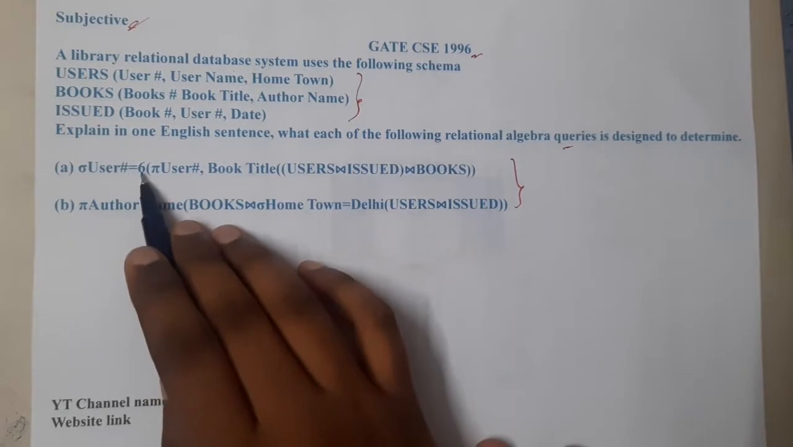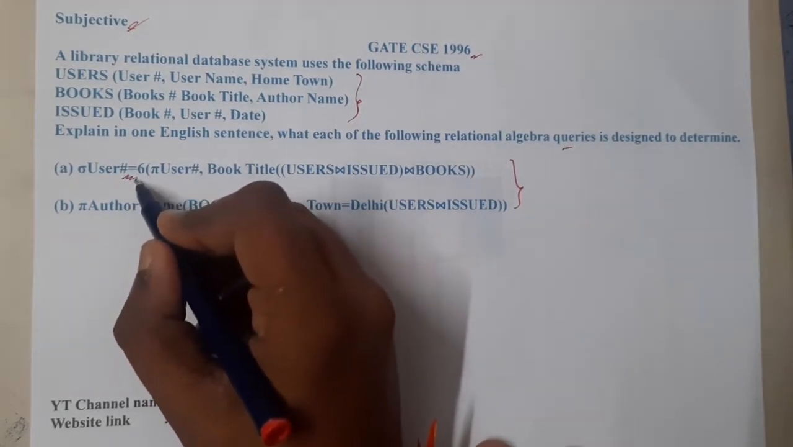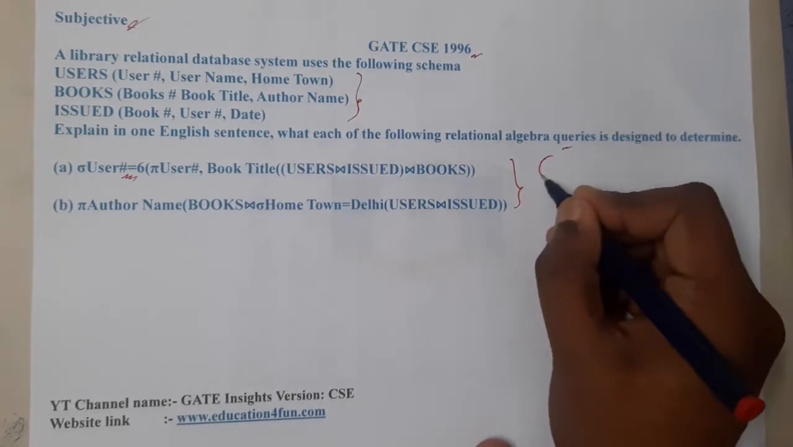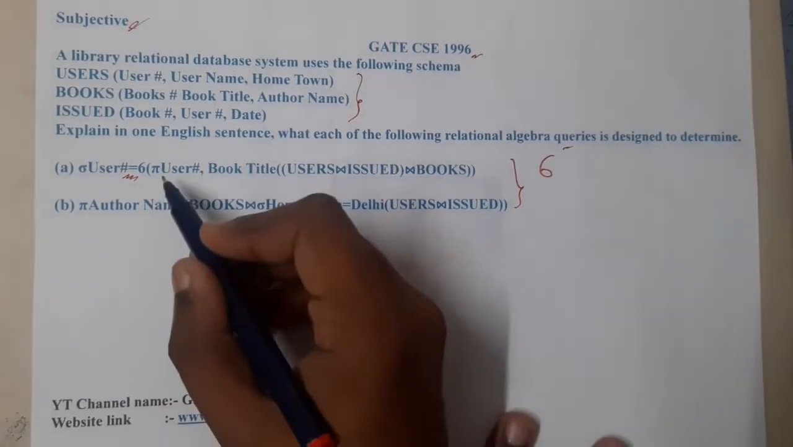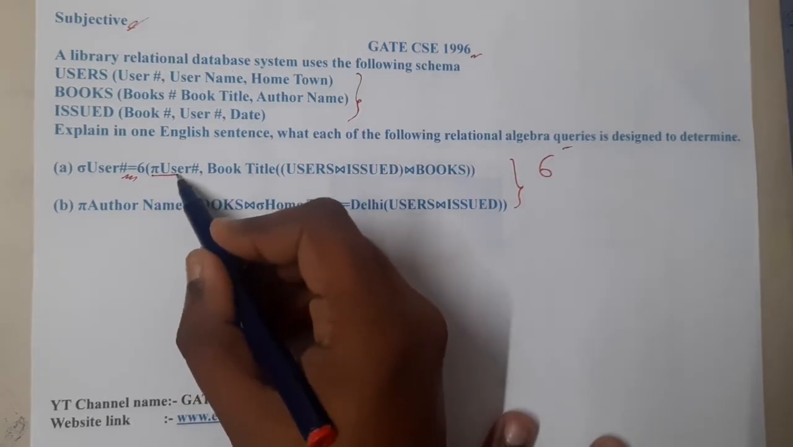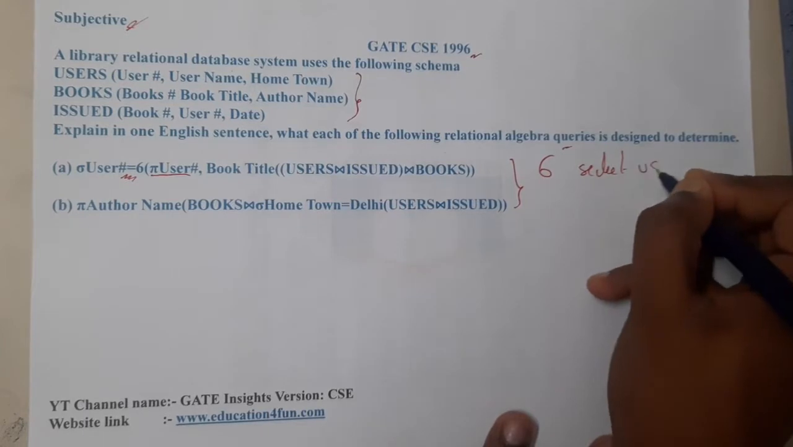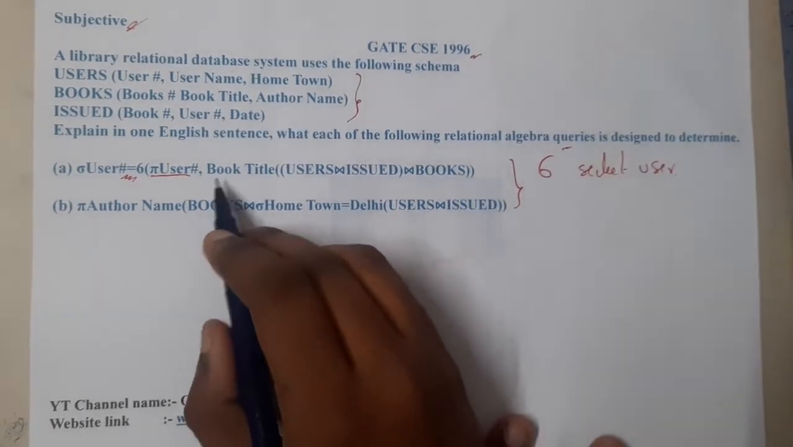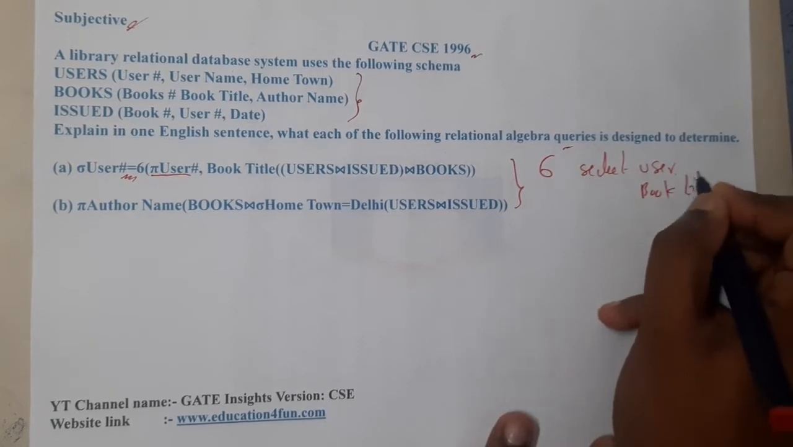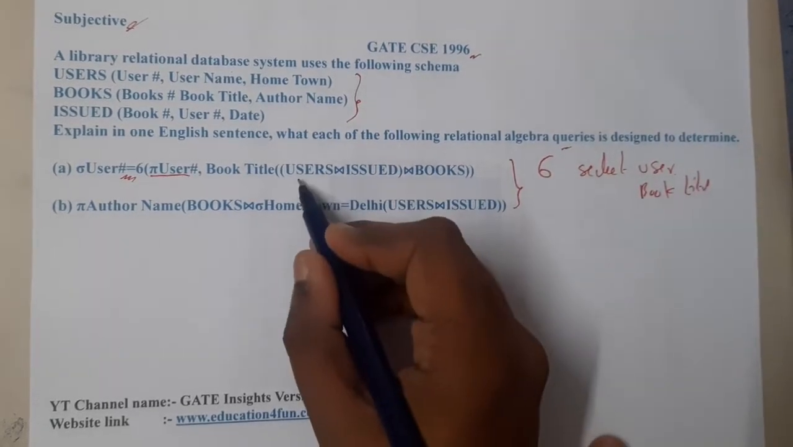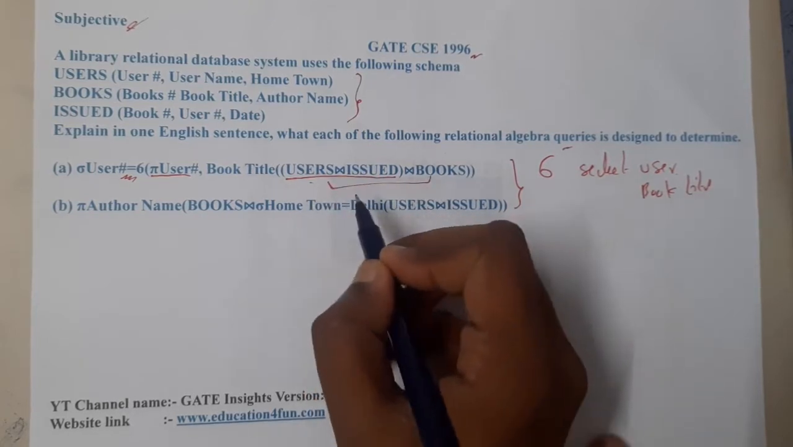So the condition is user equal to 6. You are checking something with respect to user 6, so user 6 is the main role in this particular query. After that we are projecting user, so only user you are selecting, comma book title, along with book title also. And you are performing Cartesian product between user and issued, and that result with the books.